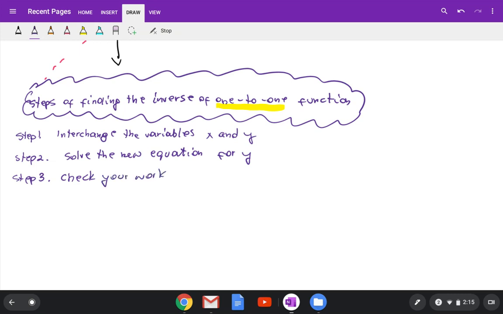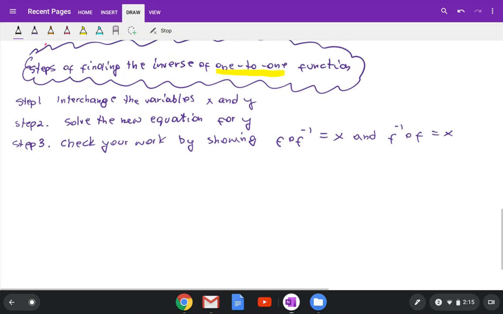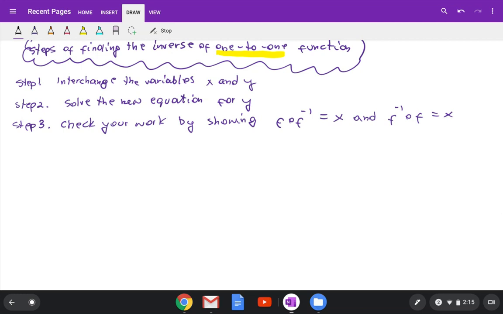Which means by showing that your original function composed with the inverse will give you x, and the inverse function composed with the original also has to give you x. If you have time to do it, I always recommend doing it, especially on a test. Okay, so let's do some examples.